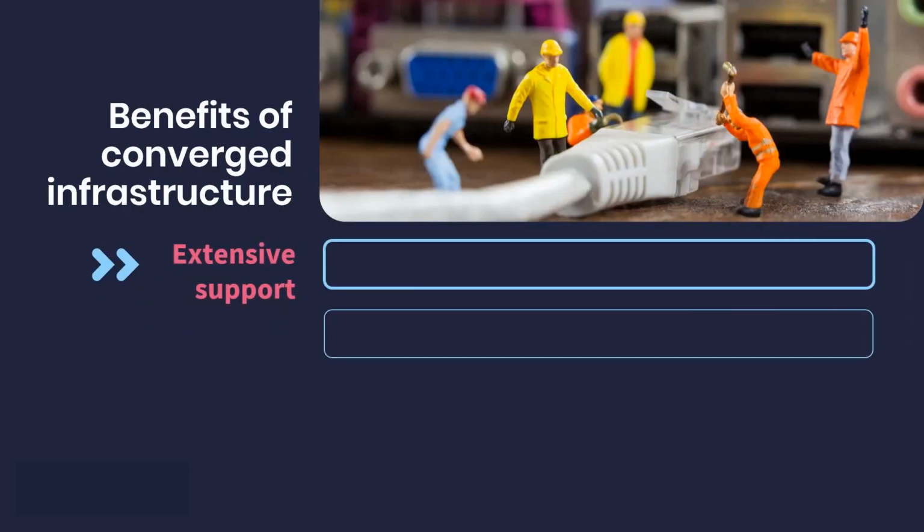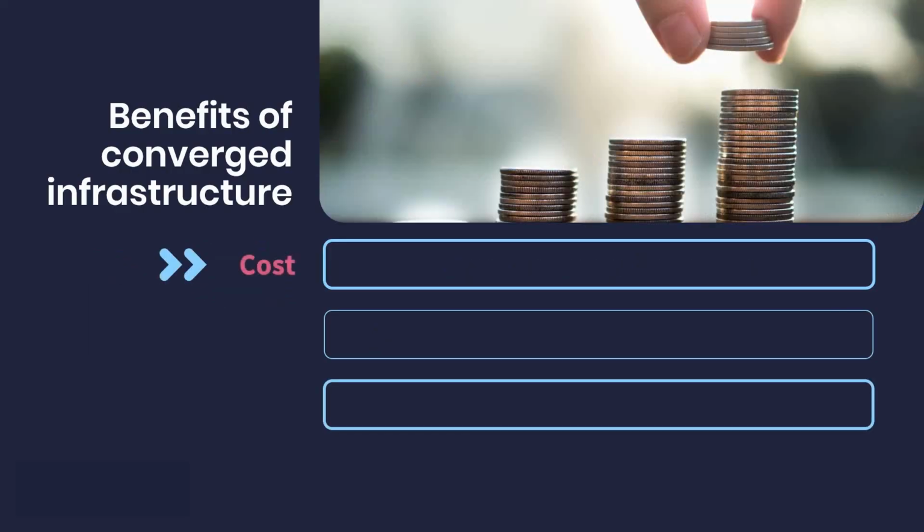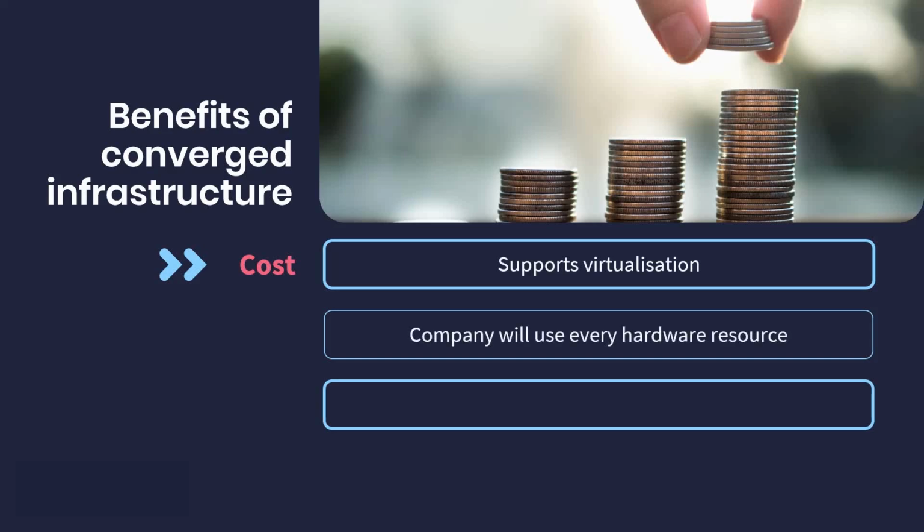Companies acquiring the infrastructure are usually guaranteed a warranty on the packaged components, which means the company does not need to worry about day-to-day maintenance. The vendor supplying the converged system usually provides a single point of contact for maintenance and service issues. In the case where the packaged components are faulty, the vendor company is solely responsible for their repair and maintenance. And then there is the issue of cost. Because a converged infrastructure supports the use of virtualization, the company will be utilizing every hardware resource in the network, thereby saving funds on acquiring new hardware.